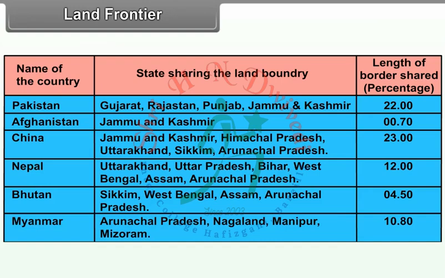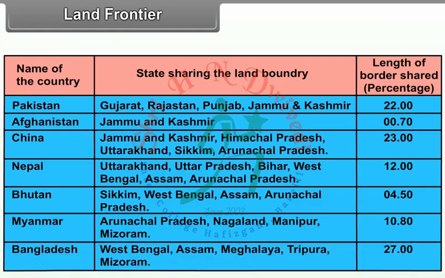Myanmar: Arunachal Pradesh, Nagaland, Manipur, Mizoram, 10.80%. Bangladesh: West Bengal, Assam, Meghalaya, Tripura, Mizoram, 27%.